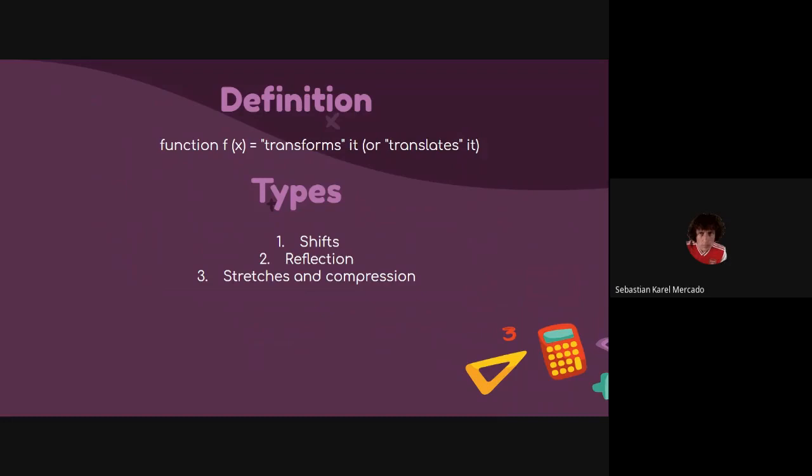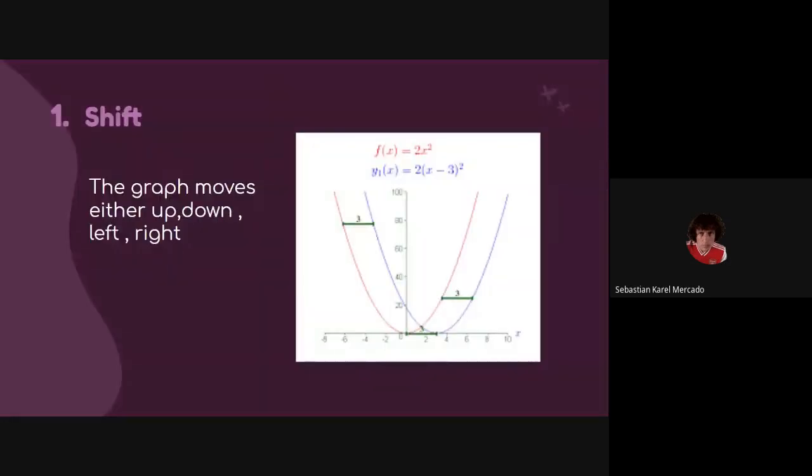There are three types of transformation function. The first one is shift. One simple kind of transformation involves shifting the entire graph of a function up, down, right, or left. The simple shift is the vertical shift, moving the graph up or down, because the transformation involves adding a positive or negative constant to the function.